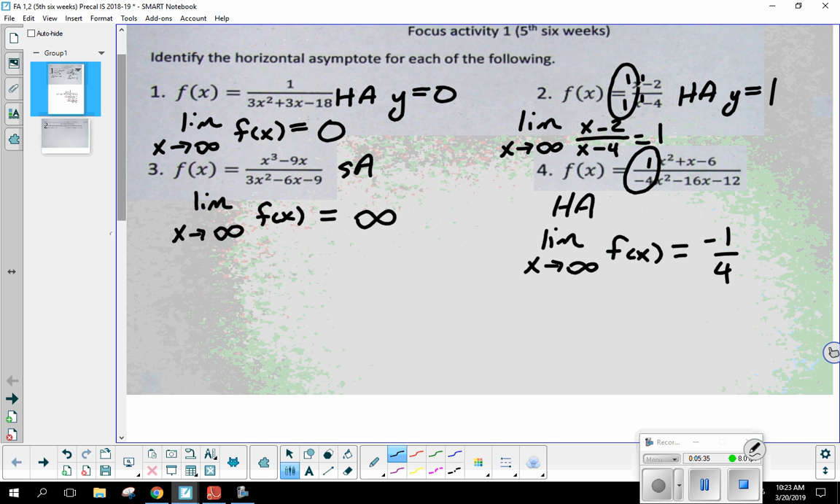So what would you say if you had to classify this one? Converges or diverges? Converges. If it approaches a specific number, it converges. If it does not, then it diverges. Okay. So it's actually been a while. Is that starting to come back to you?